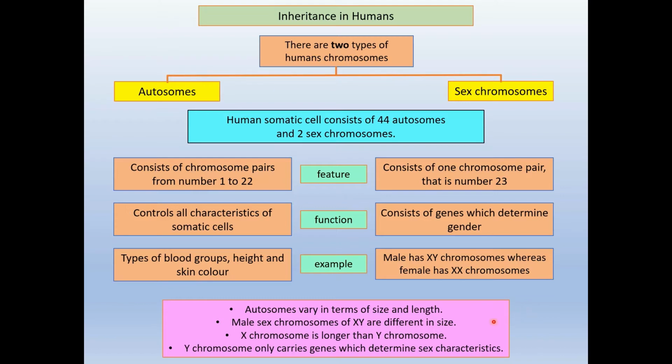Autosomes vary in terms of size and length. The male sex chromosomes XY are different in size. X chromosome is longer than Y chromosome. Y chromosome only carries genes which determine sex characteristics.